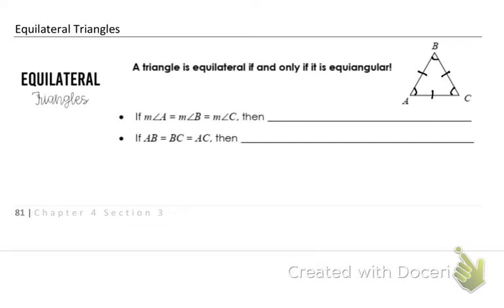It's important for me to be able to say equilateral is equiangular because how many degrees do I have to spread between all three of these? 180. And if all three of them have to be the same measure, and when I add them up they equal 180, what does the measure of each angle have to be? It has to be 60 degrees.